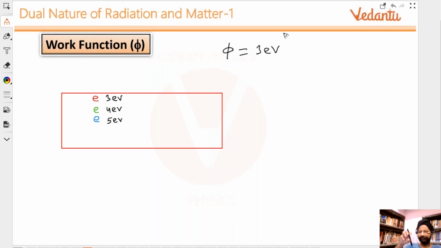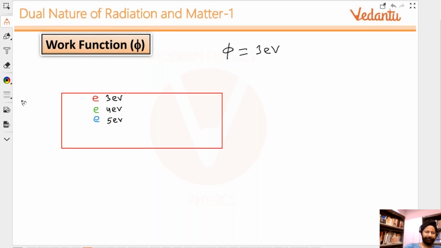Now these are the basic building blocks. It's like we are learning alphabets here. If you don't understand this and you move on, you'll not understand further slides. Okay, clear? Everybody is clear? It is the minimum energy needed. In the example I have given, 3 electron volts is the minimum energy needed.